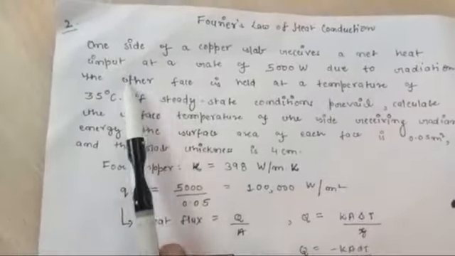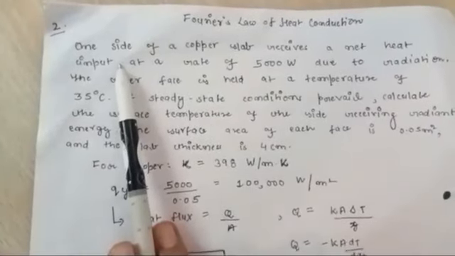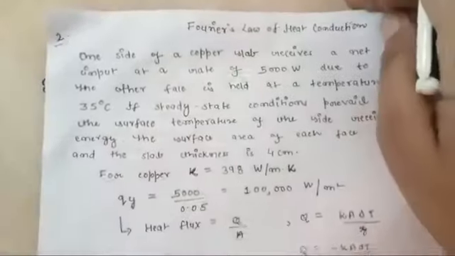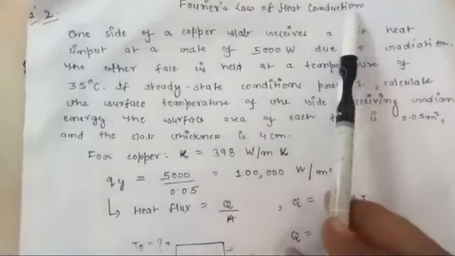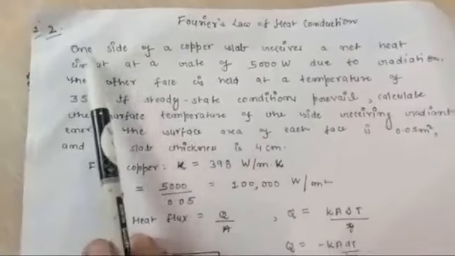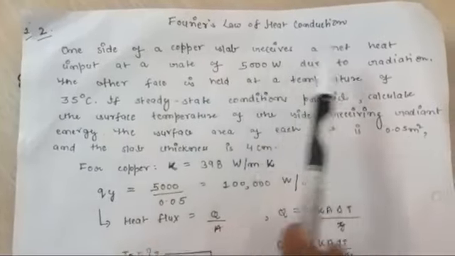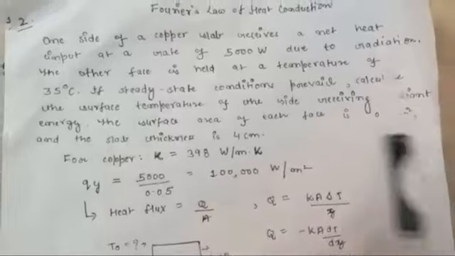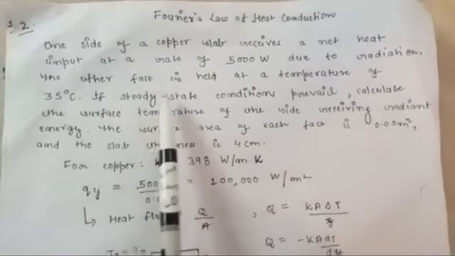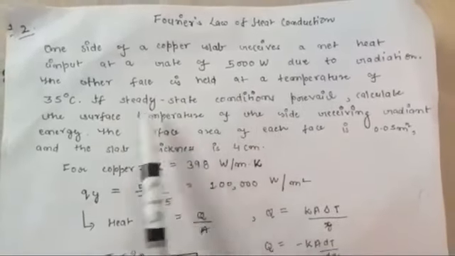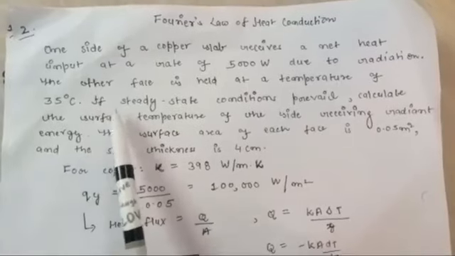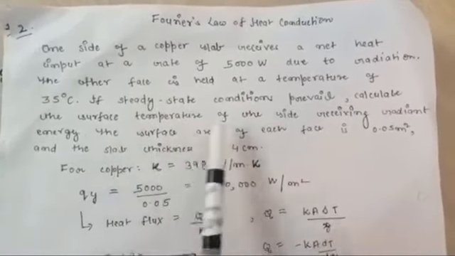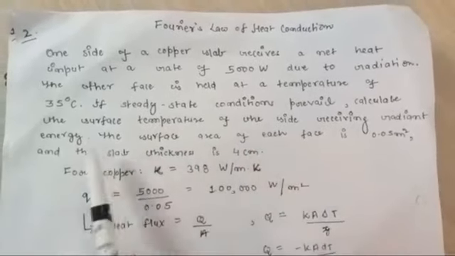This is the second question which we are going to solve in transport phenomena related to heat flux. This question is all about Fourier's law of heat conduction. It says that one side of a copper slab receives a net heat input at a rate of 5000 watt due to radiation. The other face is held at a temperature of 35 degrees Celsius. If steady state conditions prevail, calculate the surface temperature of the side receiving radiant energy.